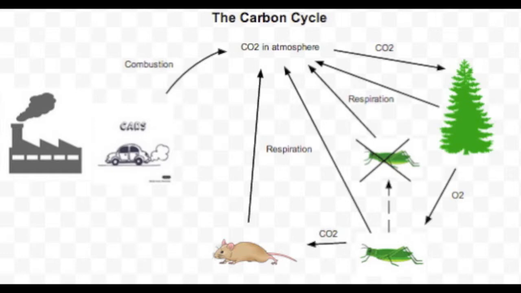Also, when they are eaten by secondary consumers, their dead bodies actually give off some carbon dioxide as well through respiration. Then after that, same thing happens to the secondary consumer. They just give off carbon dioxide through respiration. That covers the natural part of the carbon cycle, but now humans come into play.